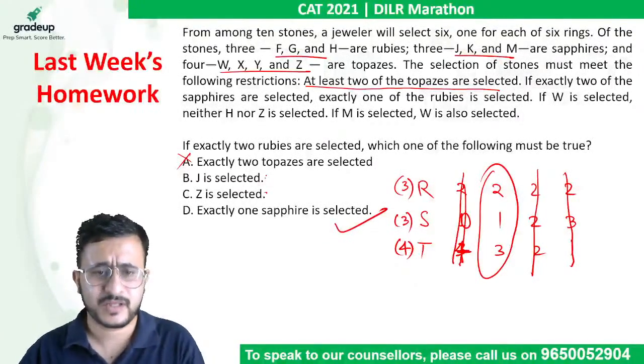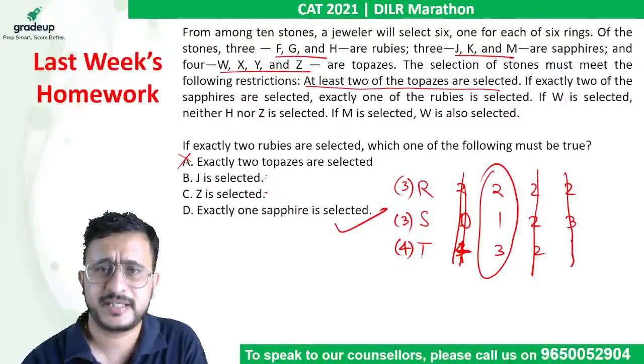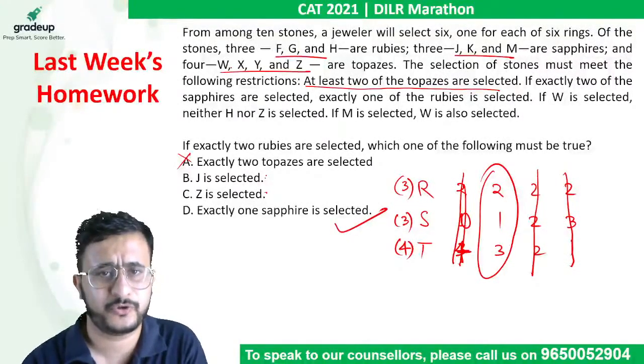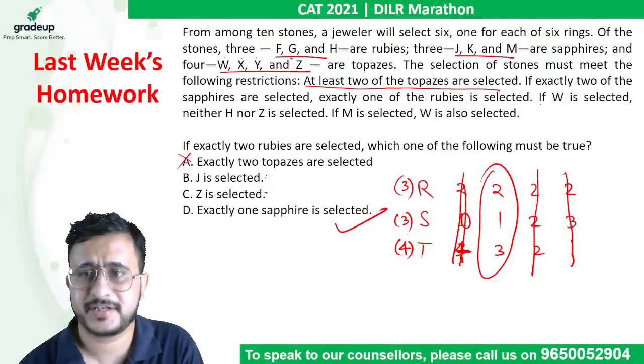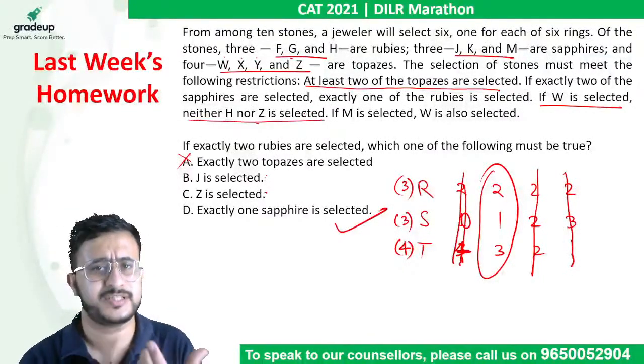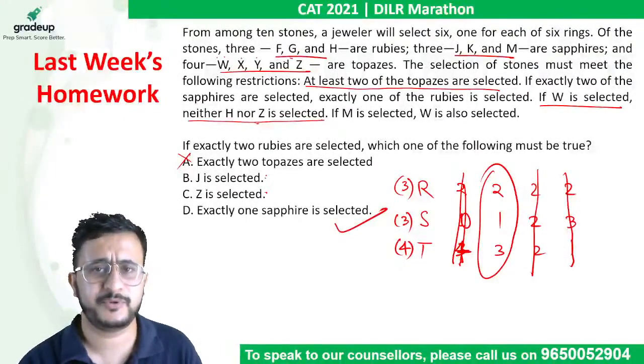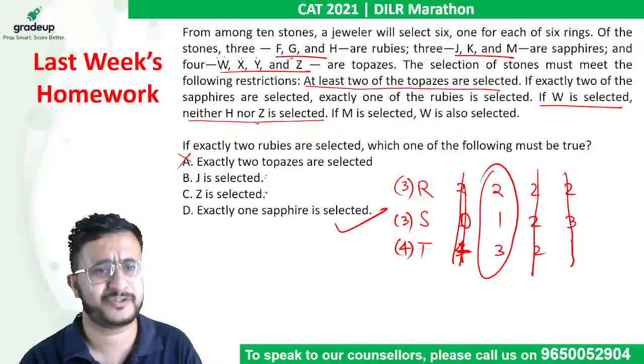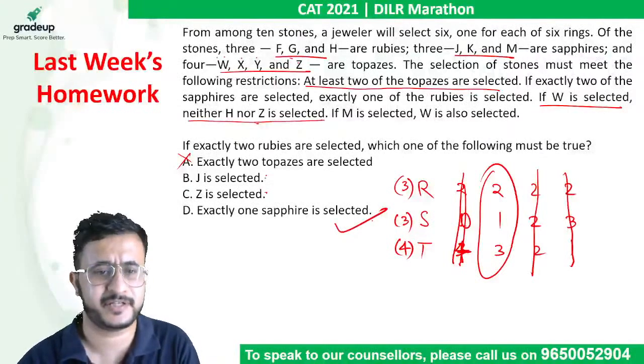How is the first case removed? See, if you select all four topics W, X, Y, Z, what it says is that if W is selected, Z is not selected. Neither W nor Z is selected. So if you select W, you cannot select Z. That means you cannot select all four, so that is why we removed it.